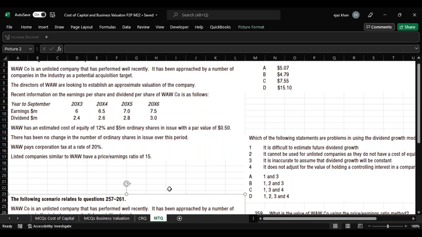My suggestion is that you should try this MTQ because it's a very simple one. If you have done, you should try it yourself, and I'll share the video solution to this question later on, because I want to move towards the working capital now and the risk management part.